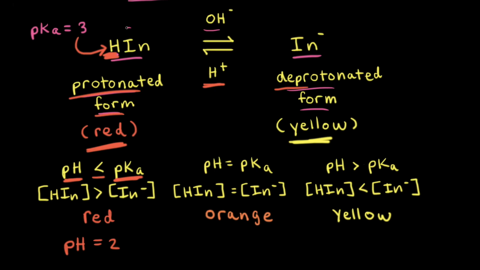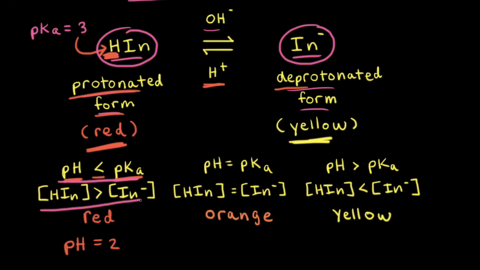So if we think about the protonated form being a weak acid and the deprotonated form being the conjugate base, when the pH is less than the pKa value for a conjugate acid-base pair, the concentration of the weak acid is greater than the concentration of the conjugate base. At a pH of 2, we have a lot more of the protonated form, which is red, than the deprotonated form, which is yellow. Therefore, the color of the solution at a pH of 2 would appear to be red.